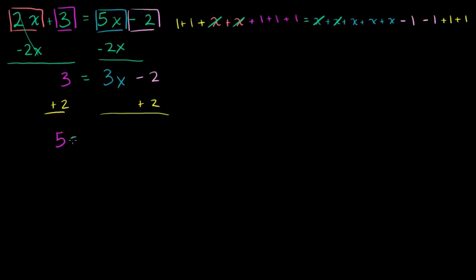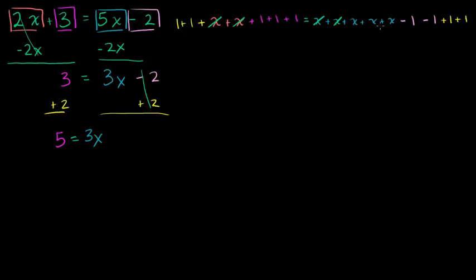And that is going to be equal to 3x minus 2 plus 2. These guys cancel out, and you're just left with 3x. And we see it over here. The left-hand side is 1 plus 1 plus 1 plus 1 plus 1. We have 5 ones, or 5.